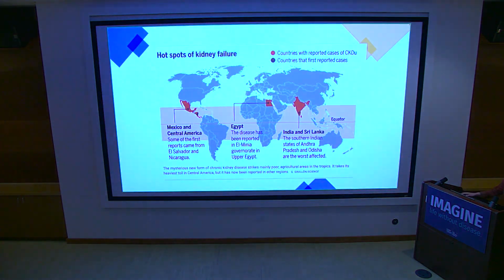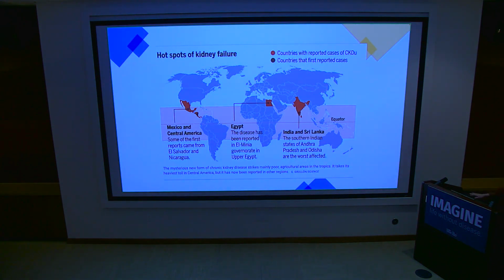And now there are hotspots popping up throughout the world. Now in Mexico, in Egypt, in southern India. And these hotspots seem to be associated with tropical countries, right around the equator. And this has become such a big deal.